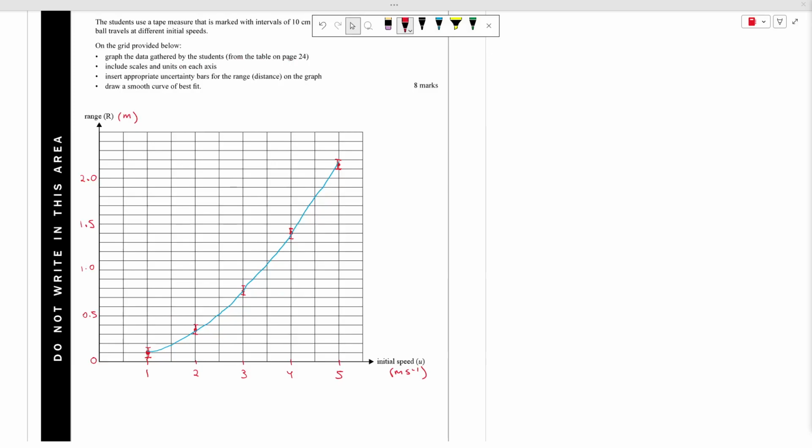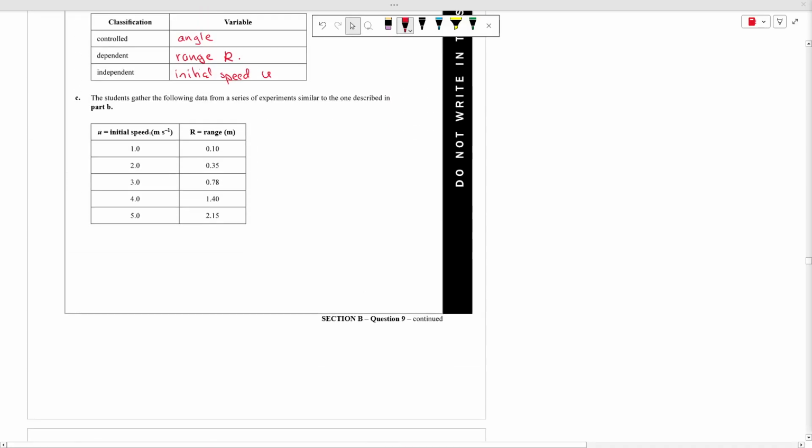Alright, so probably a couple marks for that. Include scales and units on each axis, so that's just your numbers and also units. So they haven't provided us with units, so I've got to fill that in myself. Initial speed was meters per second and the range was in meters. That comes from the table here.